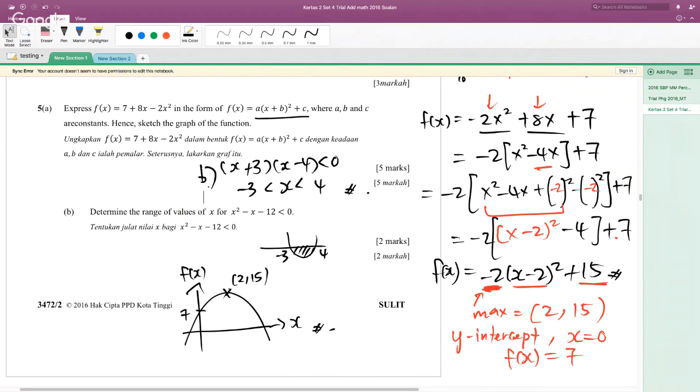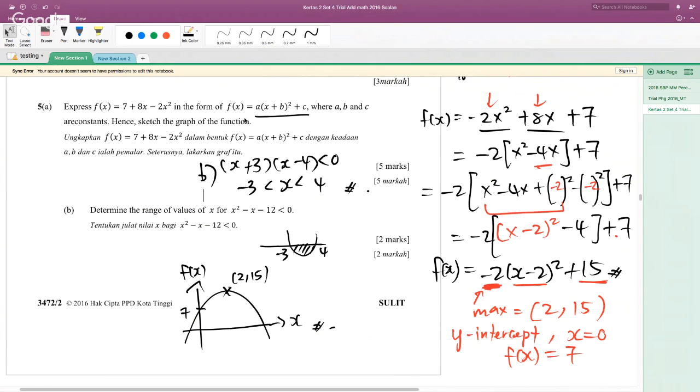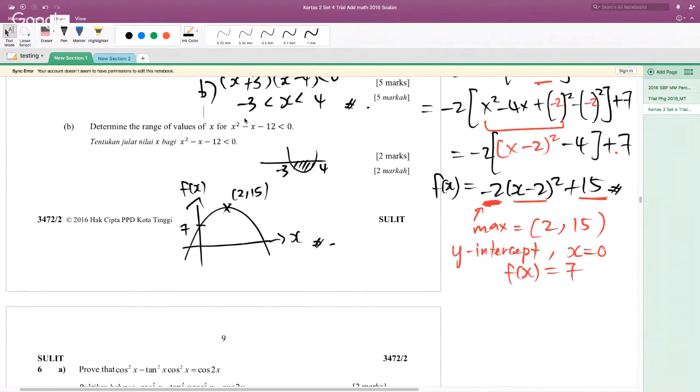Okay, so far so good. Before I move to question number 6, okay, if there's no problem, let's move on to number 6.